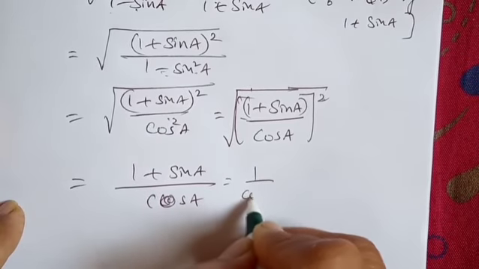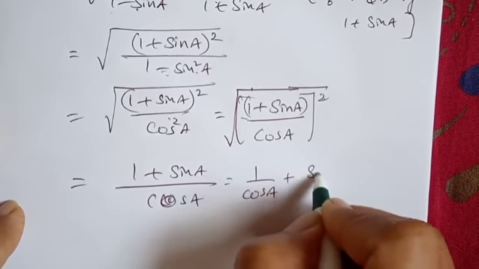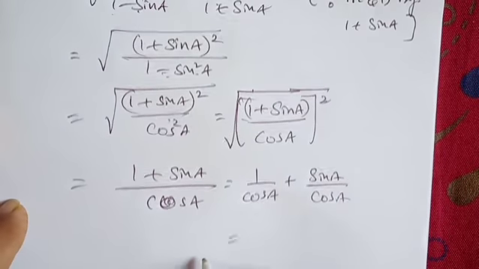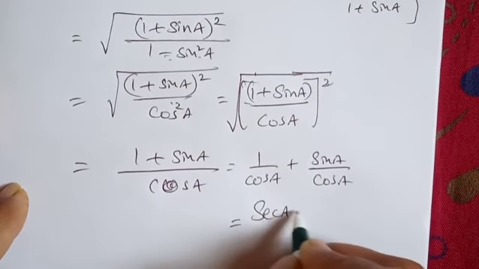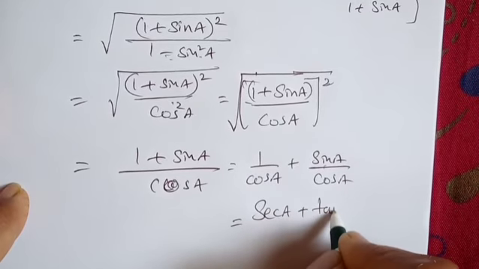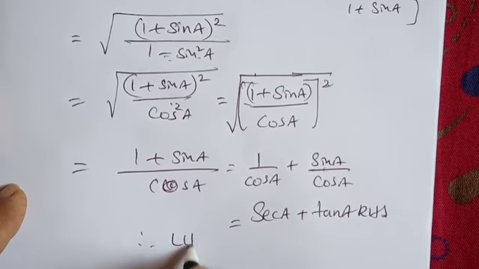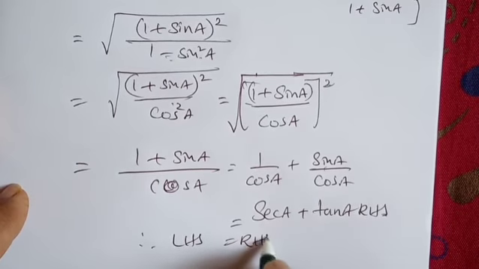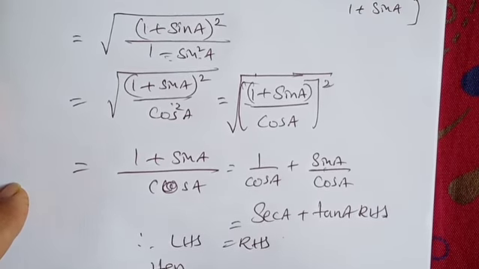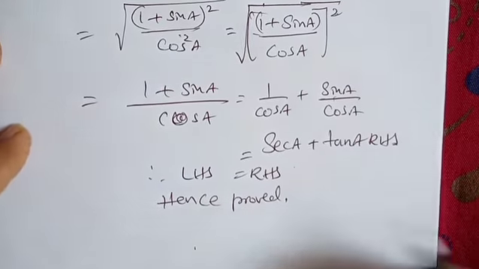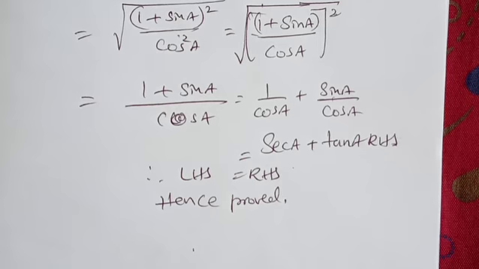Separate them terms. 1 by cos A plus sin A by cos A. What are these? 1 by cos is sec A. Sin by cos is tan A. This is what? RHS. Therefore, LHS equal to RHS. Hence proved. Don't forget to write hence proved, children.